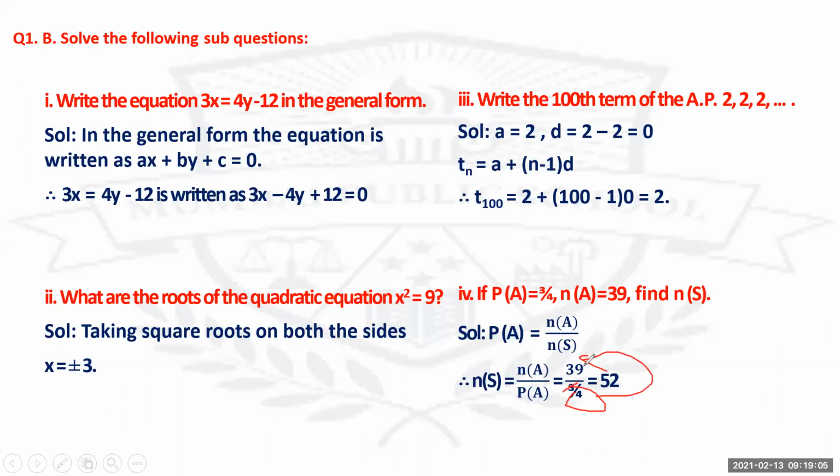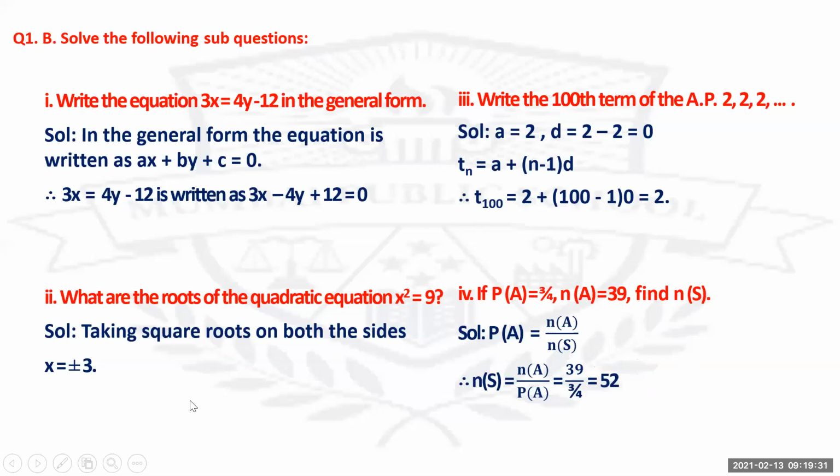And this 3 and 39 you can cancel. 3 and 39 get cancelled, and we will be left with 13, and this 4 has gone up. So 13 into 4. What is your answer? It's 52. Sir, n of S is equal to 52. Yes, very good, Peter. So the value of n of S is 52. Thank you. Everybody have understood? Yes, everybody has understood these 4 questions.